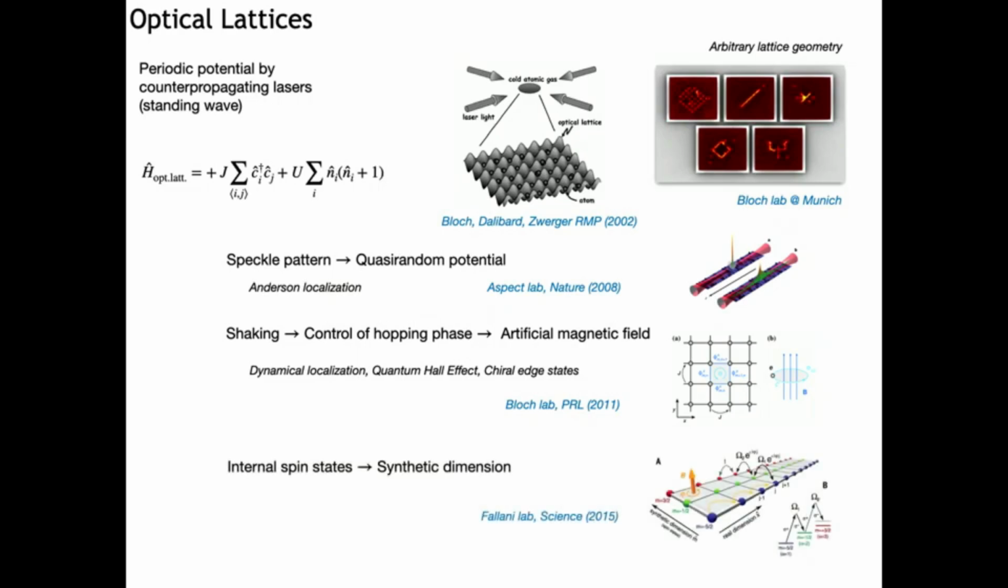Another interesting approach basically used internal spin states. So basically, you can use atoms that have internal spin states, and this internal degree of freedom can essentially be used as a synthetic dimension, so as an extra dimension on top of the spatial dimensions of the system. And this was used in Florence to study again some versions of the quantum Hall effect.